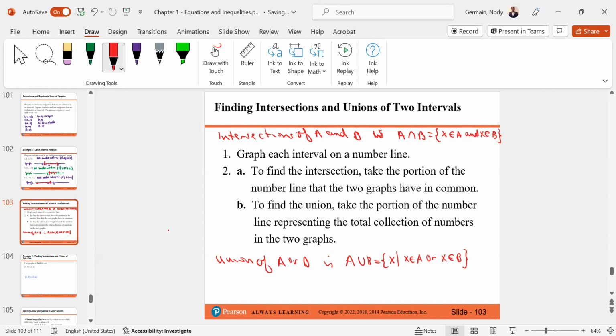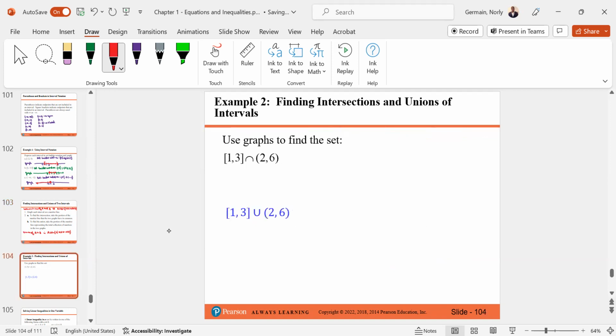Because an interval represents a set, it is possible to find the intersections and unions. So graphs are always helpful in this process. We graph each interval on the number line. To find the intersection, take the portion of the number line that the two graphs have in common. To find the union, take the portion of the number line that represents the total collection of numbers in the two graphs. Let's see it in an example very quick.